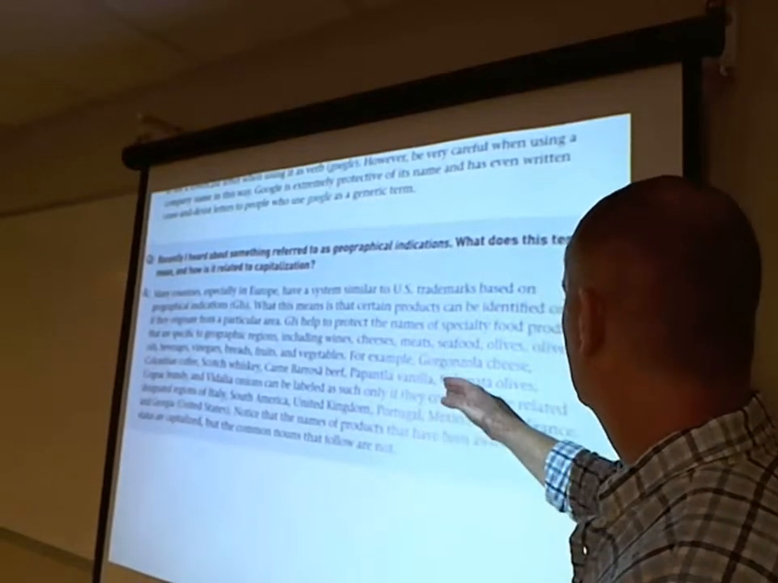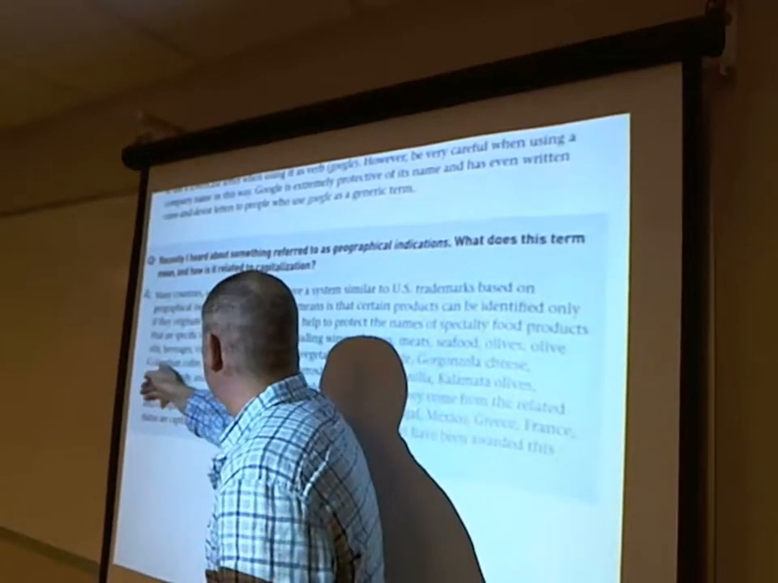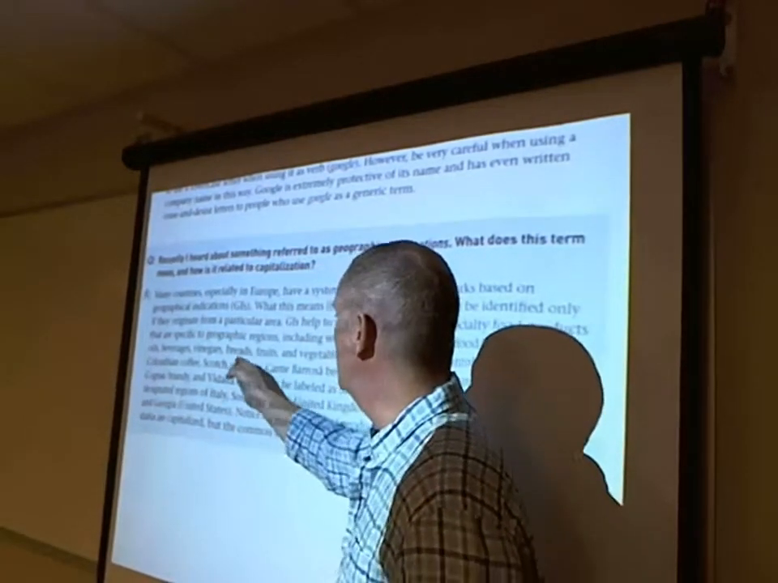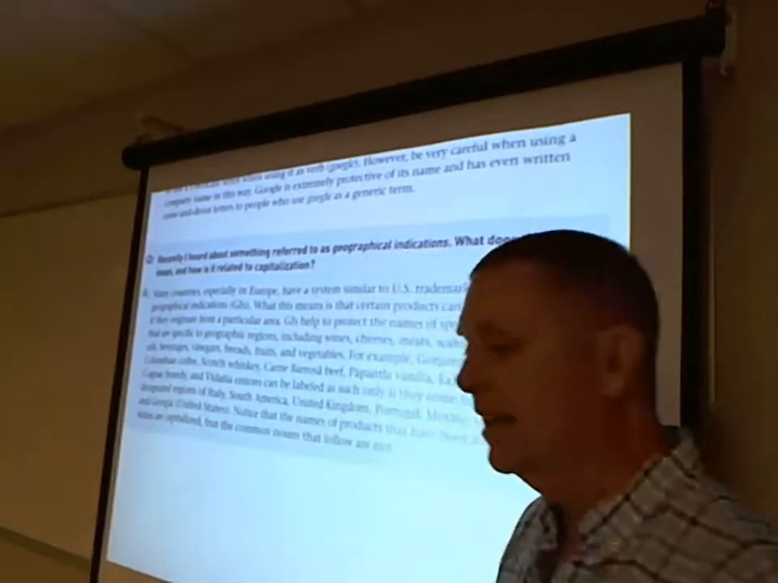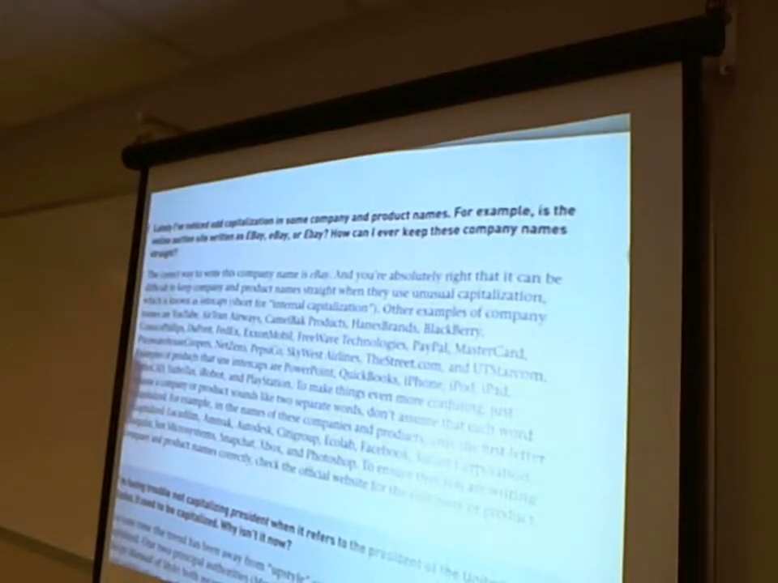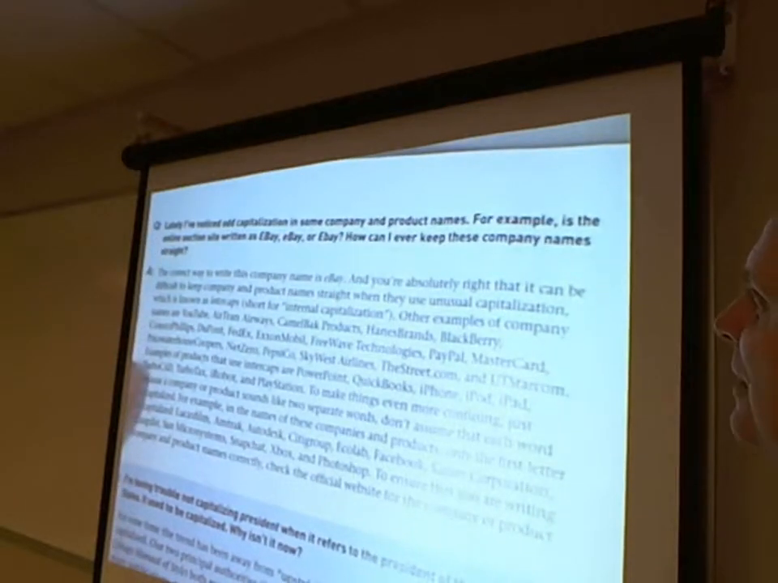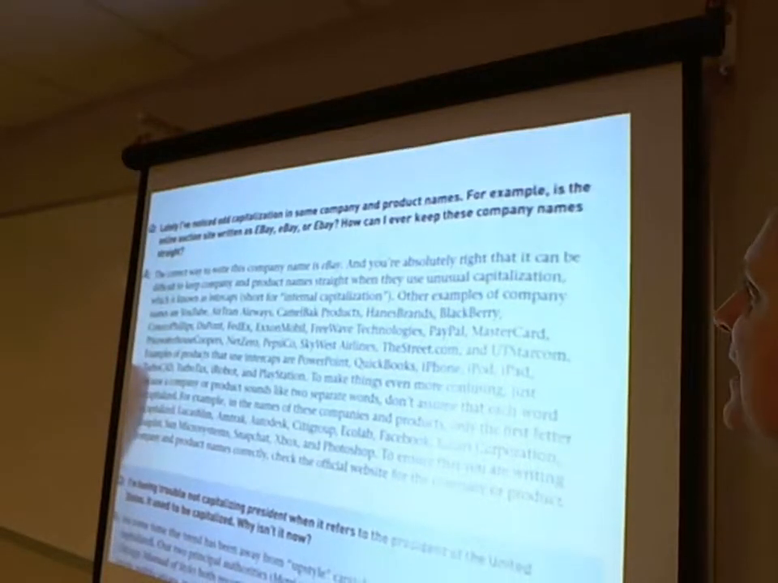This next one. Lately, I've noticed capitalization in some company and product names. For example, is the online auction site written as eBay, eBay, or eBay? How can I ever keep these company names straight? Look it up. It's actually lowercase e, capital B, lowercase ay. But look it up online to determine the correct capitalization.